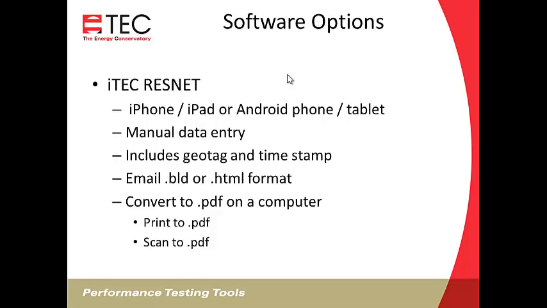So the HTML format will include a timestamp, a geotag, and a photo, while the BLD file will just have the time when you save that file, but that's it. Then you can email it and either open the BLD file in Tektite, or with the HTML format, if you want to convert that to PDF, you can do that by printing to a PDF.